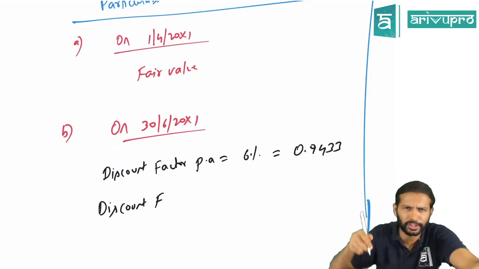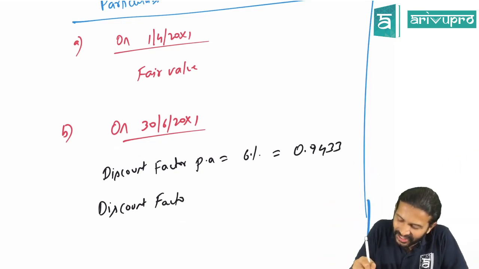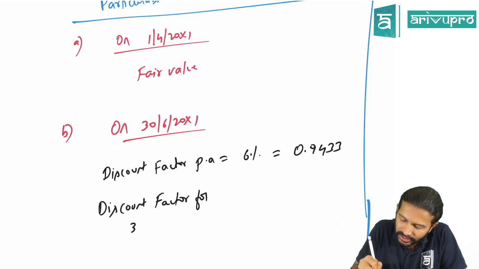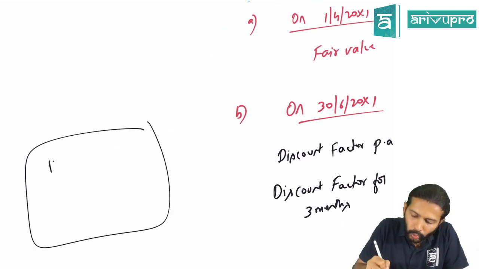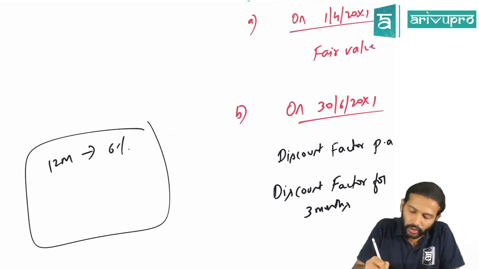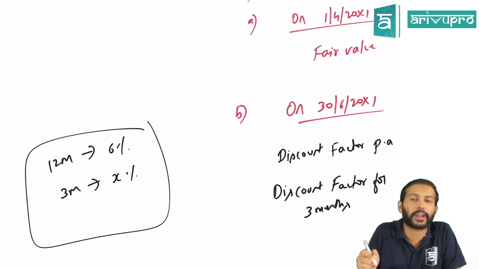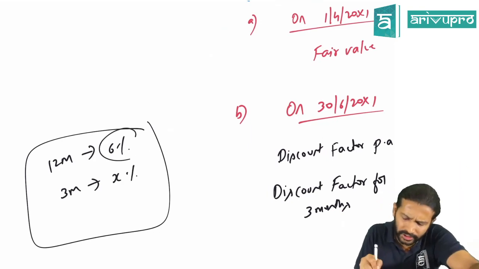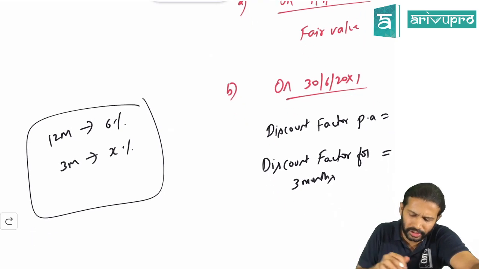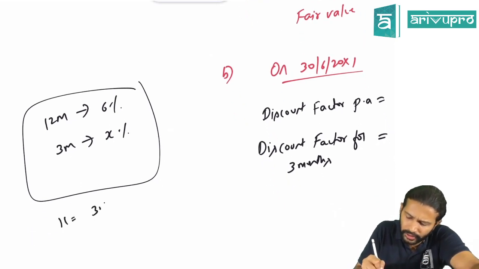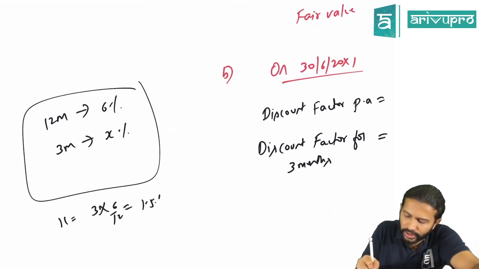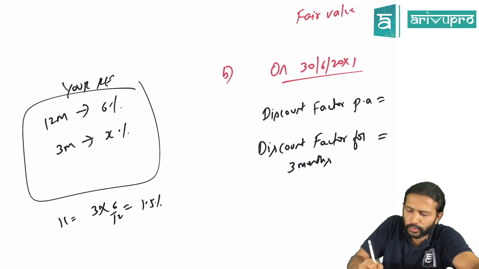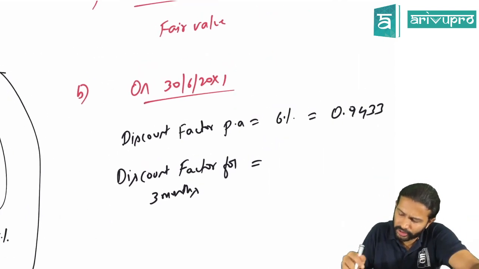So the discount factor will be 0.9433. 1 divided by 1.06. You used to find out that, yes? So discount factor for 3 months, can you tell me how much it is? If for 12 months it is 6%, for 3 months how much will be the discount factor? 3 into 6 divided by 12. So that will be 1.5%. You need not write this, just calling it out for your reference. Okay, 1.5% is your discount factor.